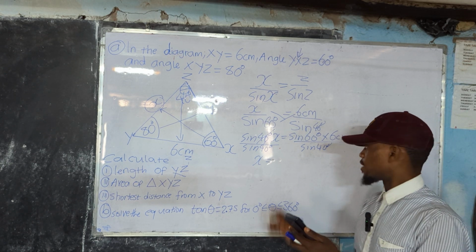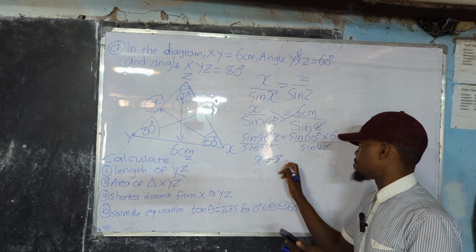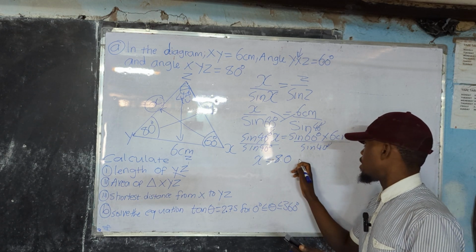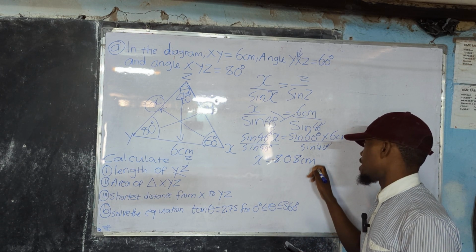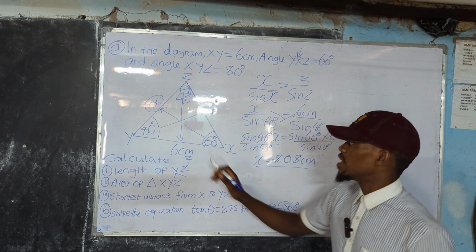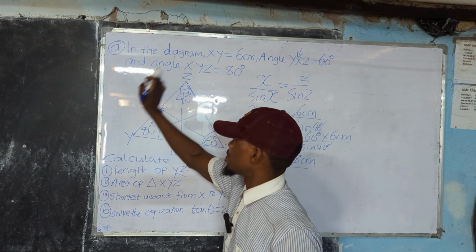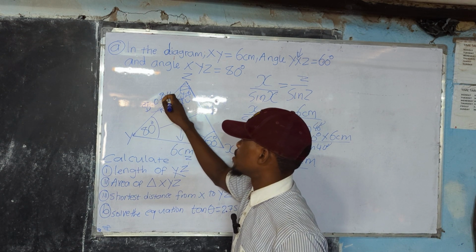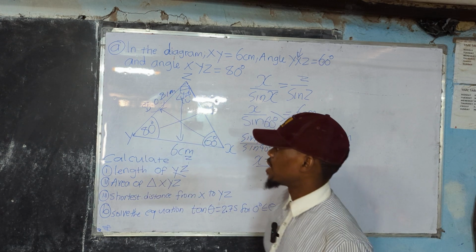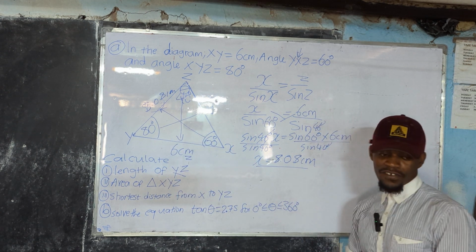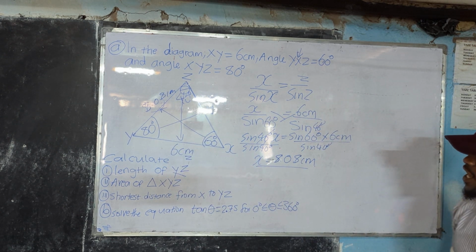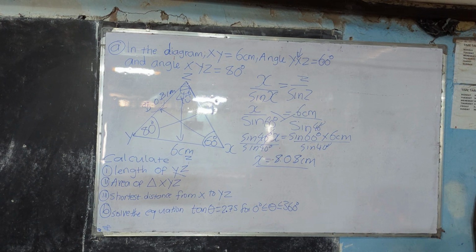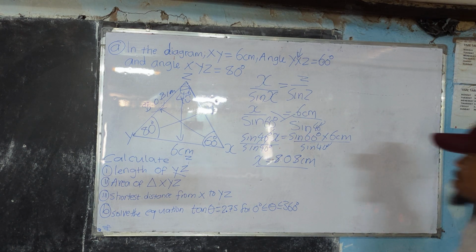So according to my calculator, I'm getting 8.08 centimeters. So this is the distance that we have here. So 8.08 centimeters, right? So we are done with the first question. So now let's deal with the second question.